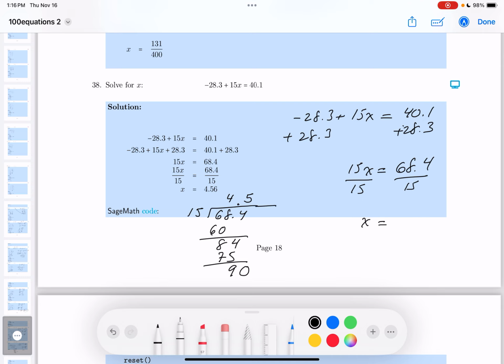And what times 15 will give you 90 is 6. 6 times 10 is 60, 6 times 5 is 30, which certainly gives you 90, remainder of 0. So I get x equals 4.56. All right, so that's one way to do it.